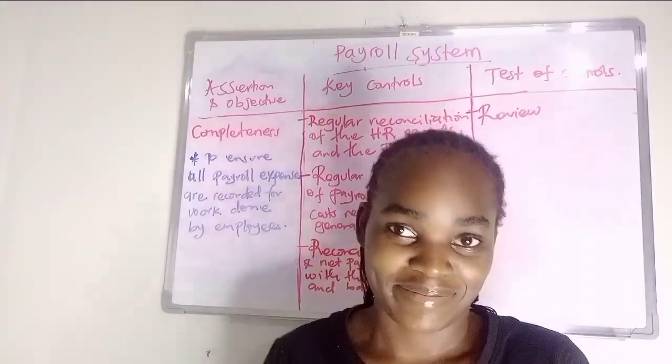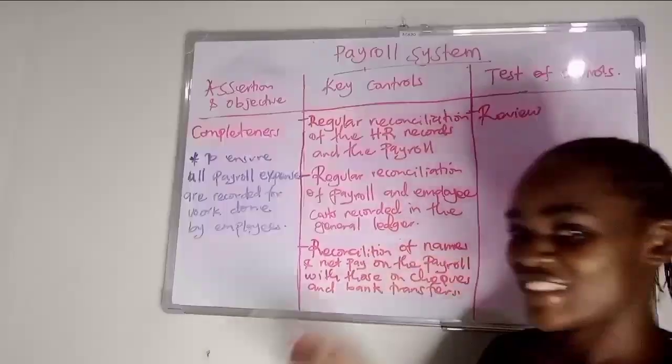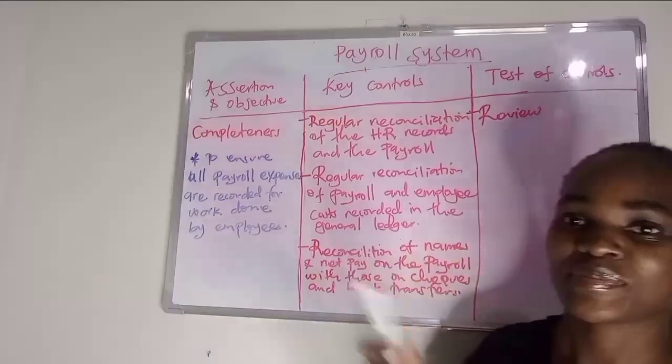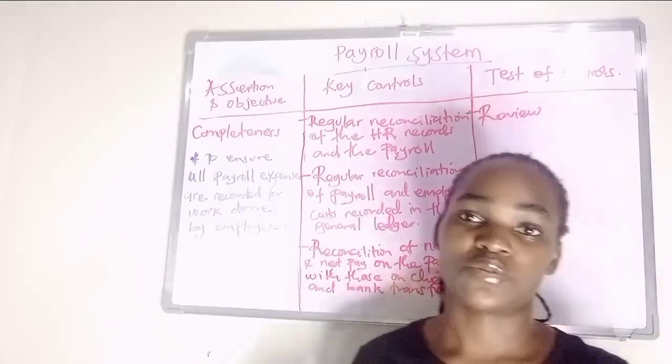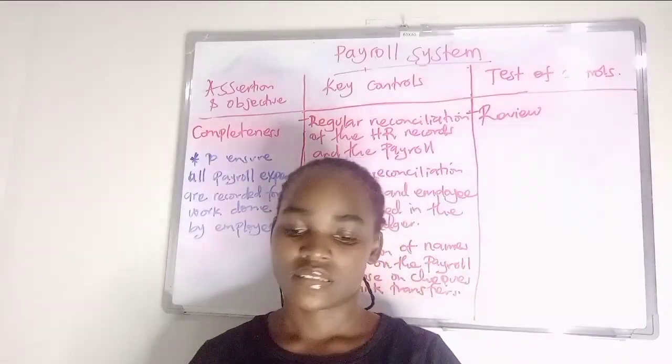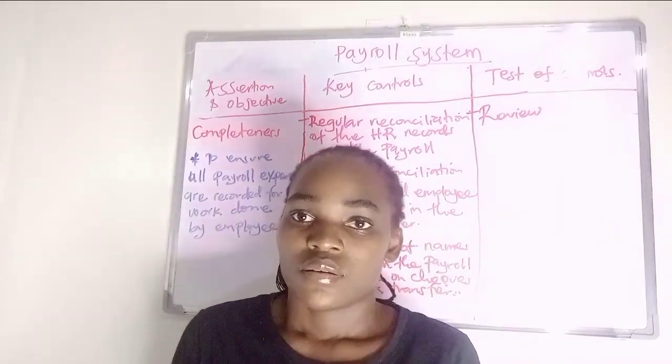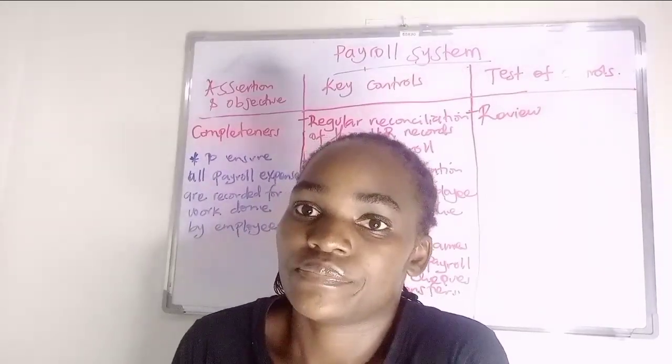Isn't auditing easy? So that is it. You just keep twisting things. You just twist the control, you come up with a test of control, stuff like that. There is no rocket science here.